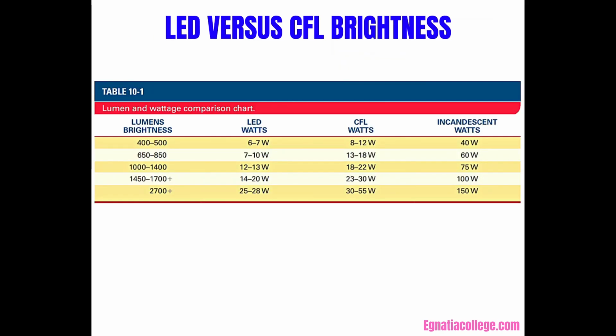LED versus CFL brightness. When considering energy-efficient lighting, electricians are sometimes asked which is brighter: compact fluorescent lights, CFL, or light-emitting diode lights, LED. CFL lights use a heating element to warm up and then ionize a gas inside a fragile glass tube. A high-voltage discharge is then used to cause the gas to fluoresce or glow. The gas inside the tube is often mercury vapor.